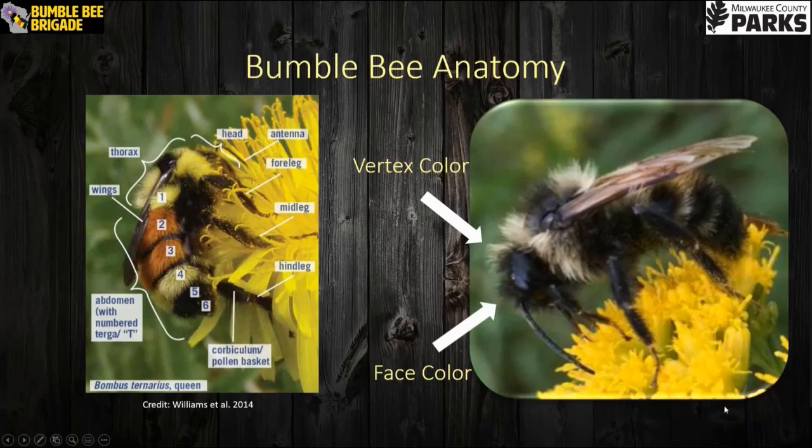Looking at the different colors on these T segments is often the first thing observers will cue into to distinguish between different bumblebee species. So you can see the tricolored bumblebee pictured here. It's easily identified by the deep orange color on T2 and T3.